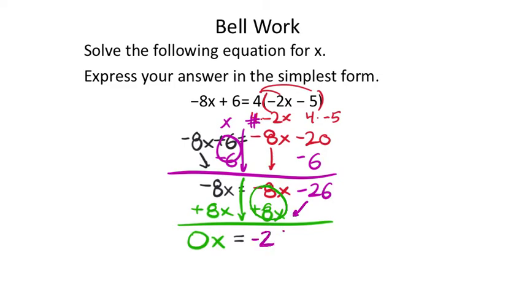Now, at this point, we need to notice, if you didn't notice it back here, or even at this point, you need to notice at this point that it's impossible to multiply anything by 0 to get negative 26. So this one simply has no solutions.